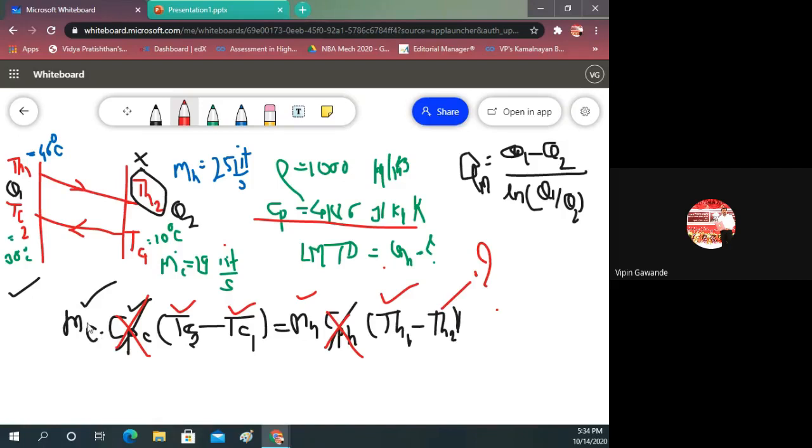Now, while using this formula, MC is given in liter per second, so we have to convert this into kg per second because in this formula the unit of MC is kg per second. So how to convert this MC into kg per second? You know the conversion. MC is equal to 19, and 1 liter is equal to 10 raised to power minus 3 meter cube per second.